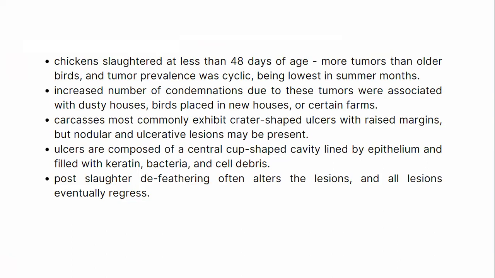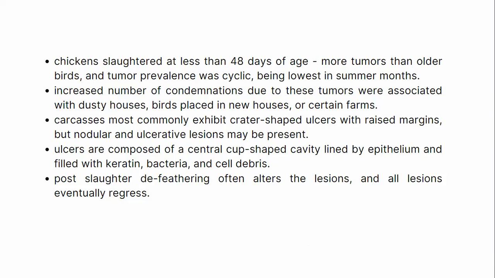In some studies, chickens slaughtered at less than 48 days. Yung chickens daw na slaughter in less than 48 days of age, mas maraming tumors than older birds. And tumor prevalence was cyclic, being lowest in summer months. In other surveys naman, an increased number of condemnations due to these tumors were associated with dusty houses, bird placed in new houses, or certain farms.